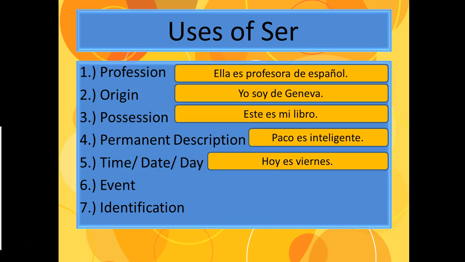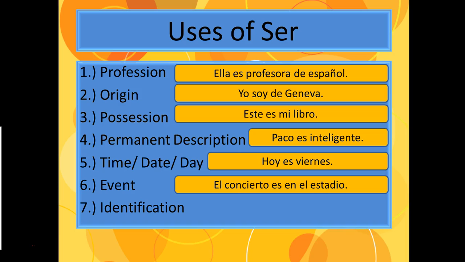Hoy es viernes. Events, always use ser. El concierto es en el estadio. This is the only location that will use ser. Locations always use estar unless it's an event like this. Concert's an event. And then lastly, identification. Él es mi hermano menor. I'm identifying him as my younger brother. Okay, so you can go ahead and write a couple of sentences on your own with ser.